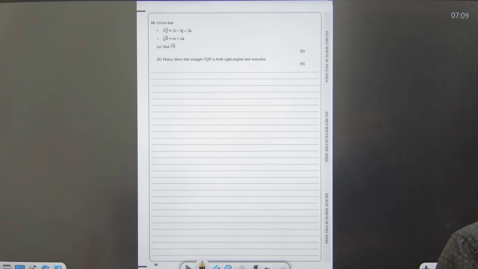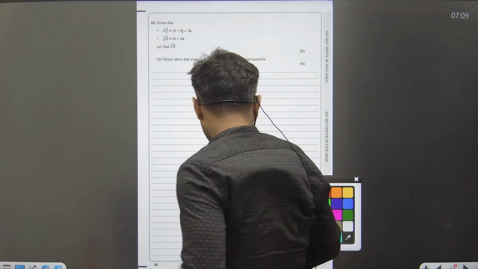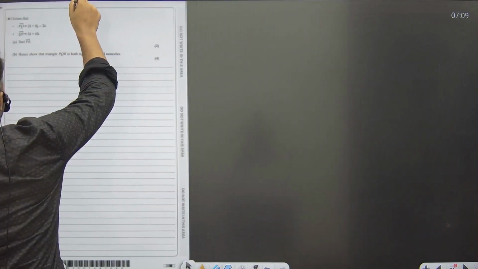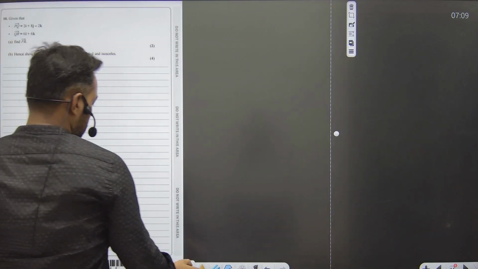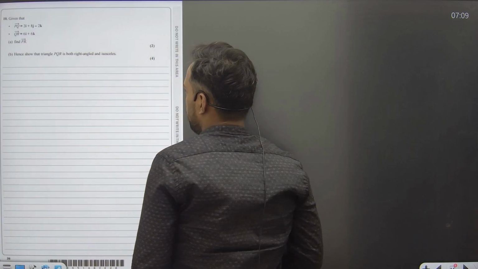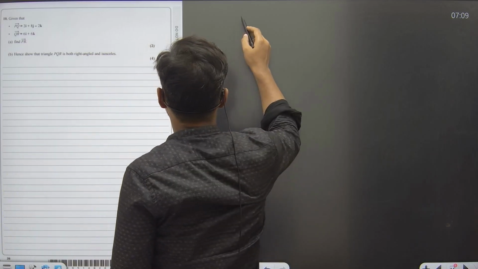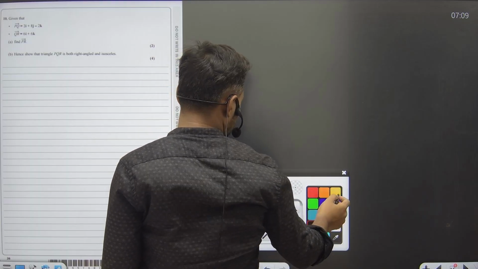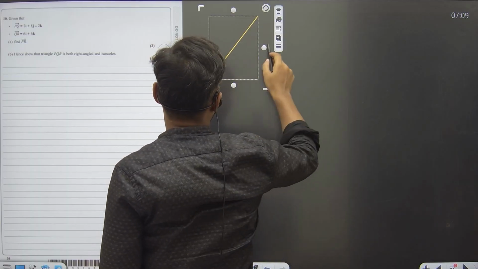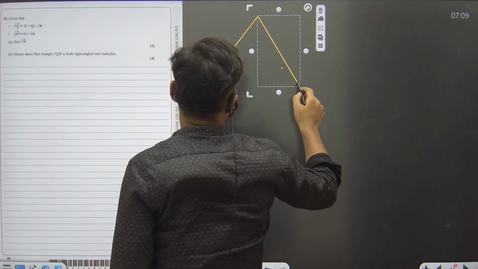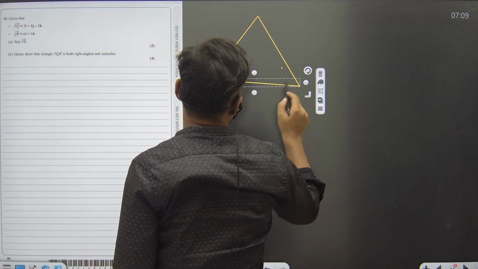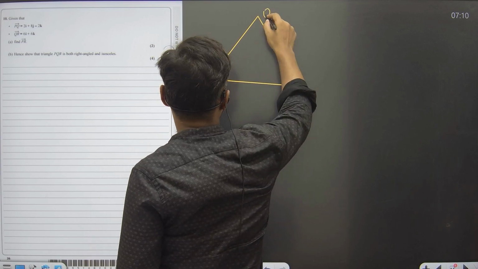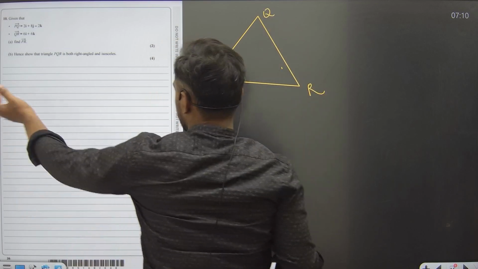Okay, students, let's come to the 10th question. In the 10th question, they have given certain vectors PQ and QR, and we need to find PR. For example, let's say that this is any triangle with vertices P, Q and R. So let's attempt this question.